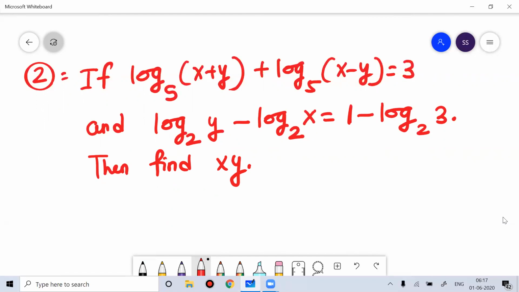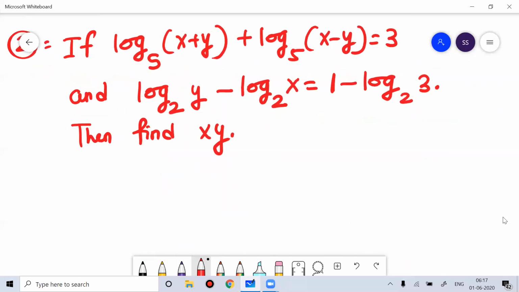I believe you are well aware of the properties of logarithms. In this session, I'm not going to discuss the properties of logarithms. So log a plus log b, if the base is the same, is equal to log ab, and log a minus log b is log a by b. The same thing we can use here.